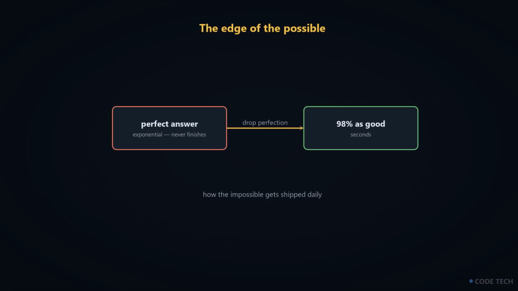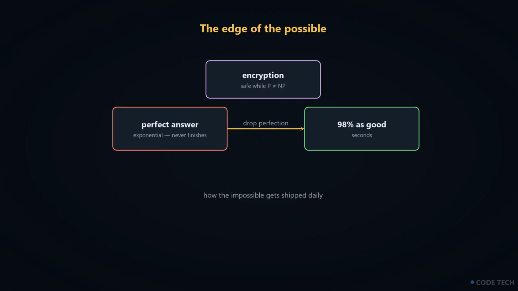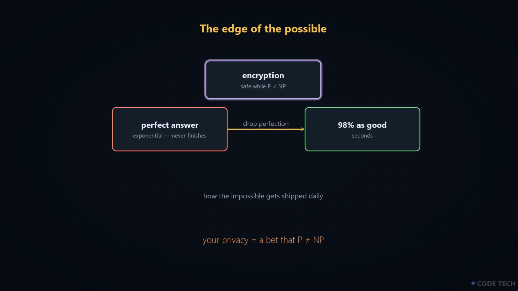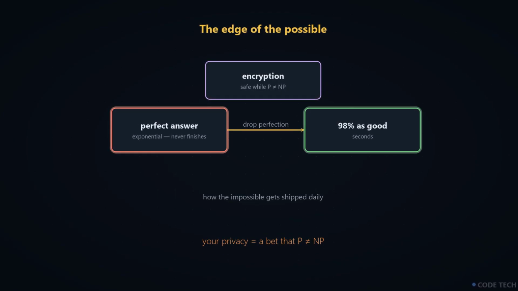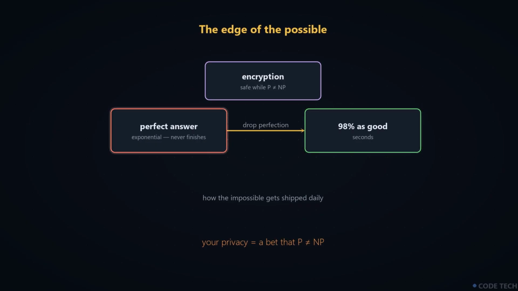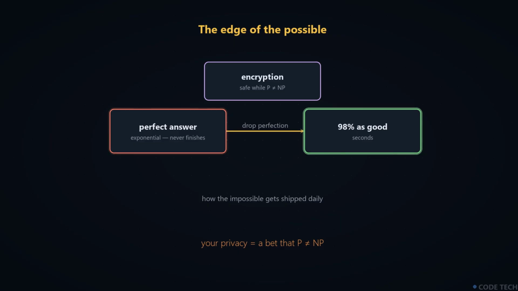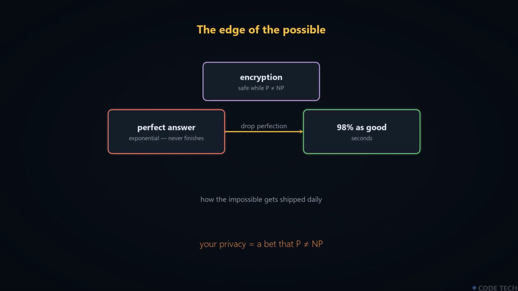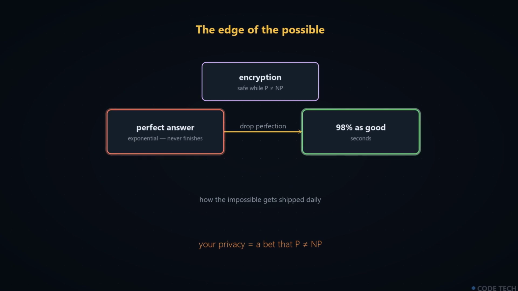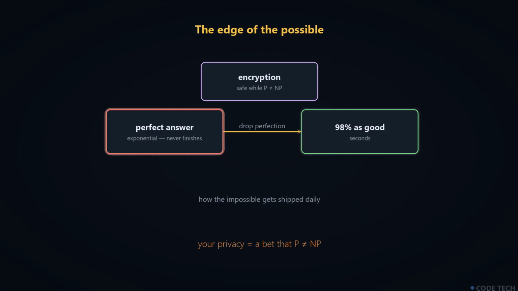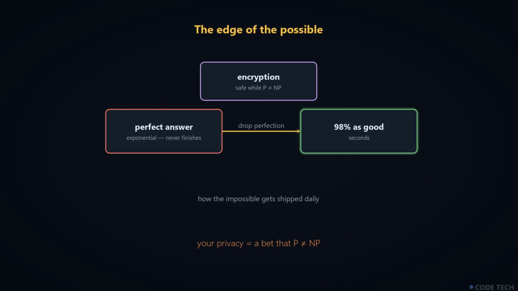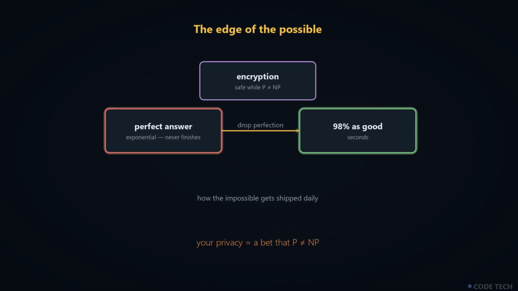And your daily life quietly depends on the answer staying no. Encryption works because factoring huge numbers seems to need exponential time, while multiplying them takes nanoseconds. If someone proved P equals NP with a practical algorithm, most cryptography would collapse overnight. Every padlock icon in your browser is a bet on a mathematical conjecture.